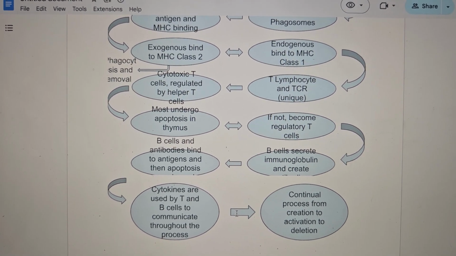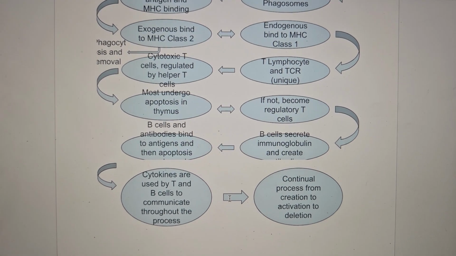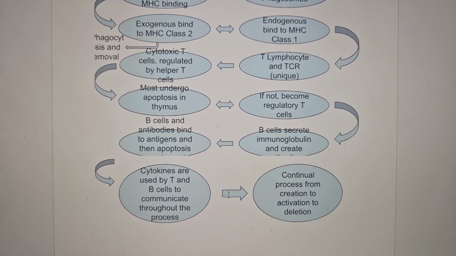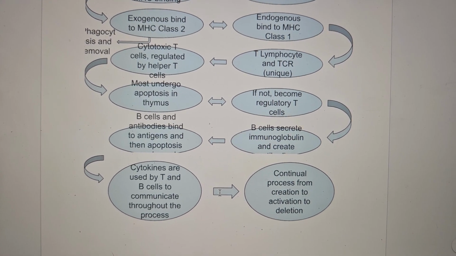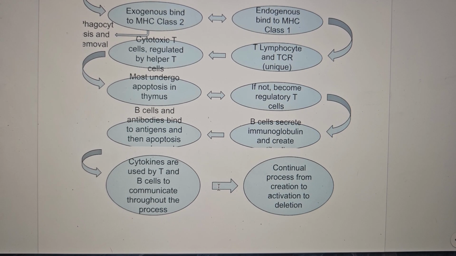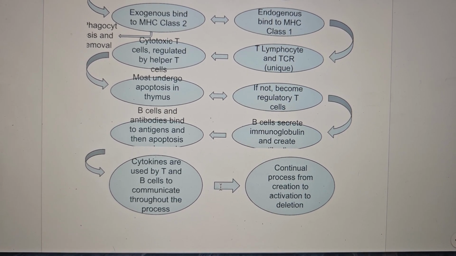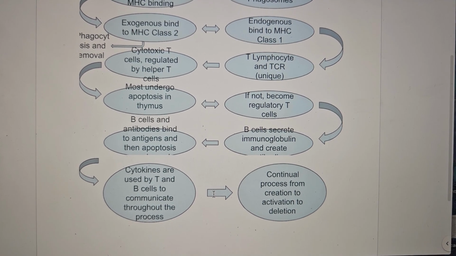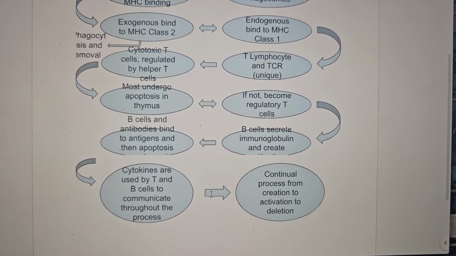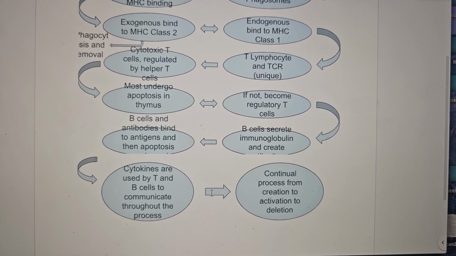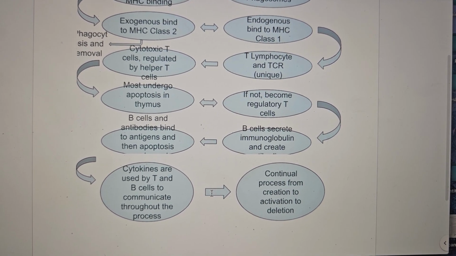becoming regulatory T cells. And then cytokines are interesting because they are used by T and B cells to communicate throughout this process, to let the T and B cells know where to go, what's going on, what is happening with them, and then following that process. And then this is a continual process from creation to activation to deletion over and over and over.